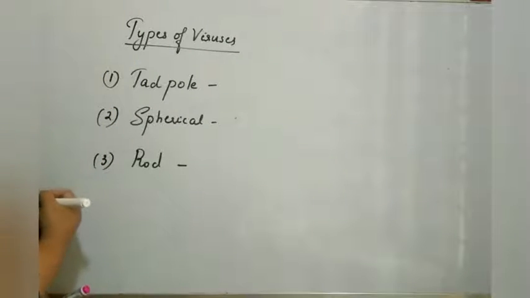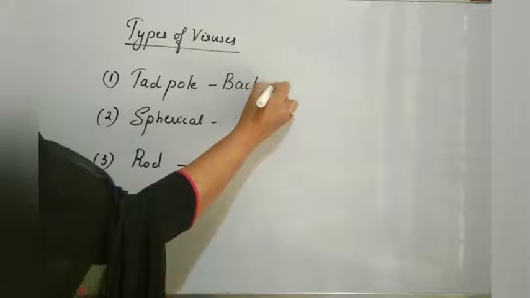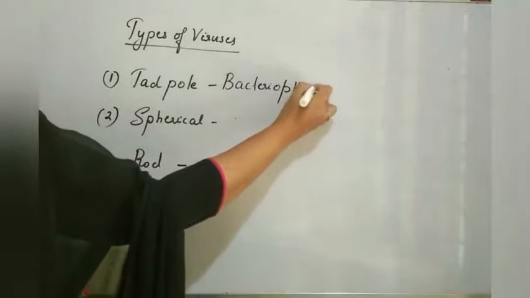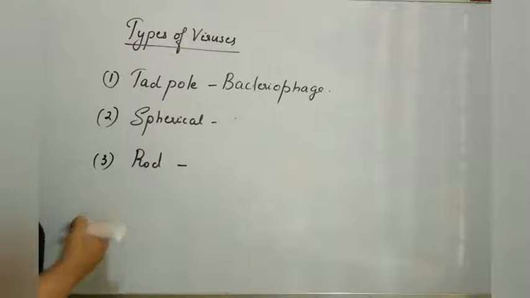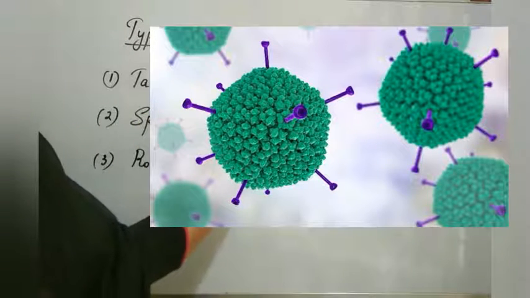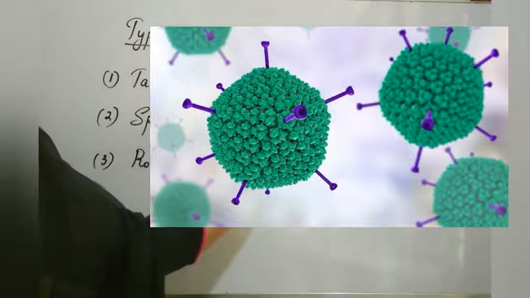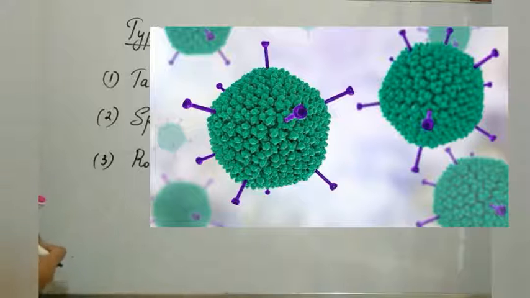Types of viruses. Tadpole shaped virus, the example is bacteriophage. What is bacteriophage? They are a group of viruses that can attack a bacterial cell. And then the spherical viruses, the example is adenovirus. Adenovirus is a type of virus that causes respiratory tract infections.